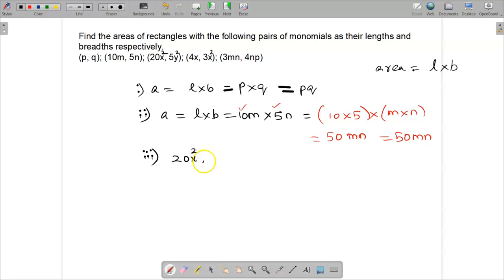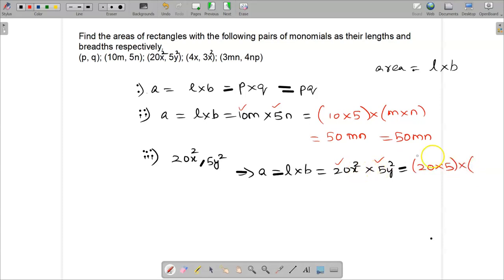Coming to the third problem, 20x square and then 5y square they have given. So we need to find out the area. Area is given by length into breadth. Here length is given by 20x square, breadth is given by 5y square. So what are all the constants available? 20 and then 5. So just multiply constants first, 20 into 5. And what are all the variables available? x square into y square. These are all the variables.